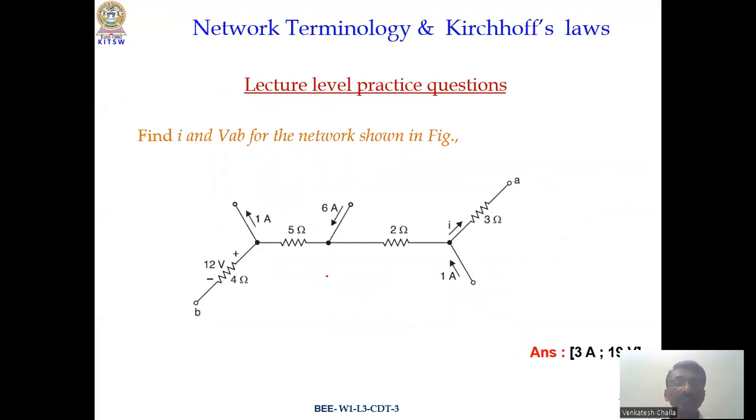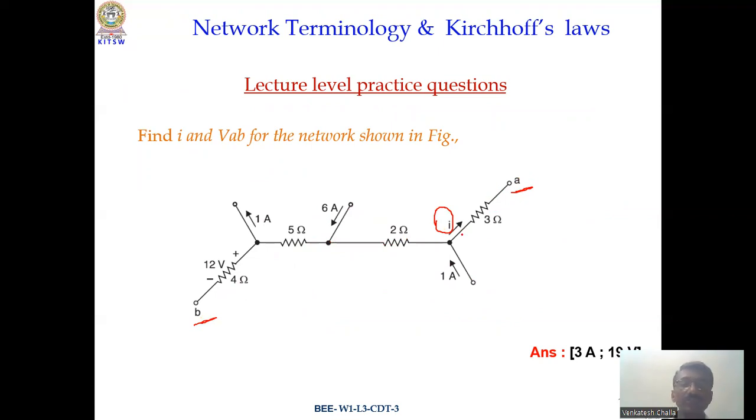So let us see an example. Find I and VAB for the network shown in the figure. So find I, where is the current I? This one. You should find this current, and VAB. So this is point A, with 6 amperes. And where is B? Yeah, this is B. So from here to here, you have to find the voltage. Normally, it will be a voltage drop from A to B, or from B to A, it is a voltage rise.